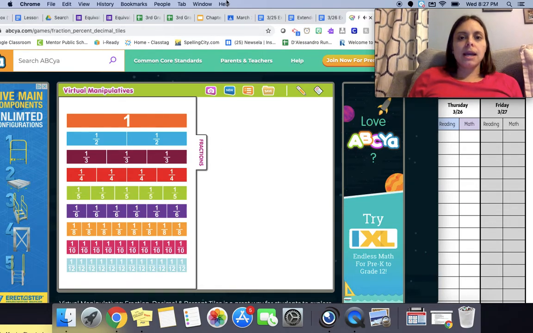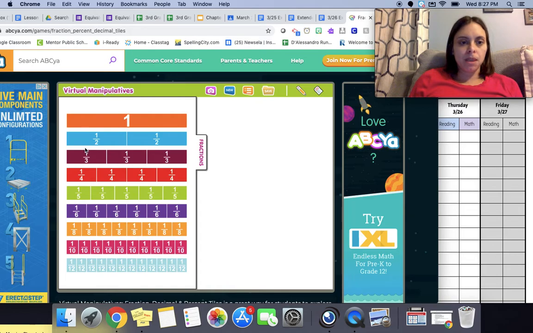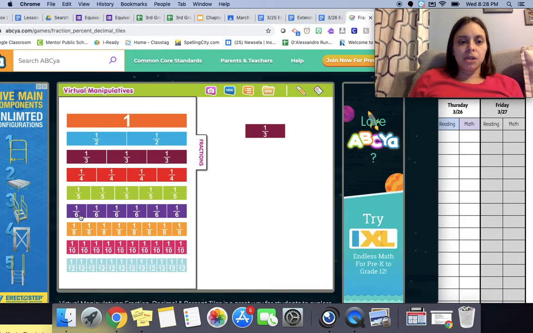Okay, now I'm going to look at my next problem. The next problem asks you to find out how many 6ths are equivalent to 1/3. So first I'm going to build 1/3, okay? And I'm going to find my 1/3 piece right here. And then what I'm looking for, as you can go back and see here, they want to know how many 6ths are equivalent to that. So again, I'm going to use my 6ths pieces, and I'm going to figure out how many of my 6ths are equivalent to 1/3.